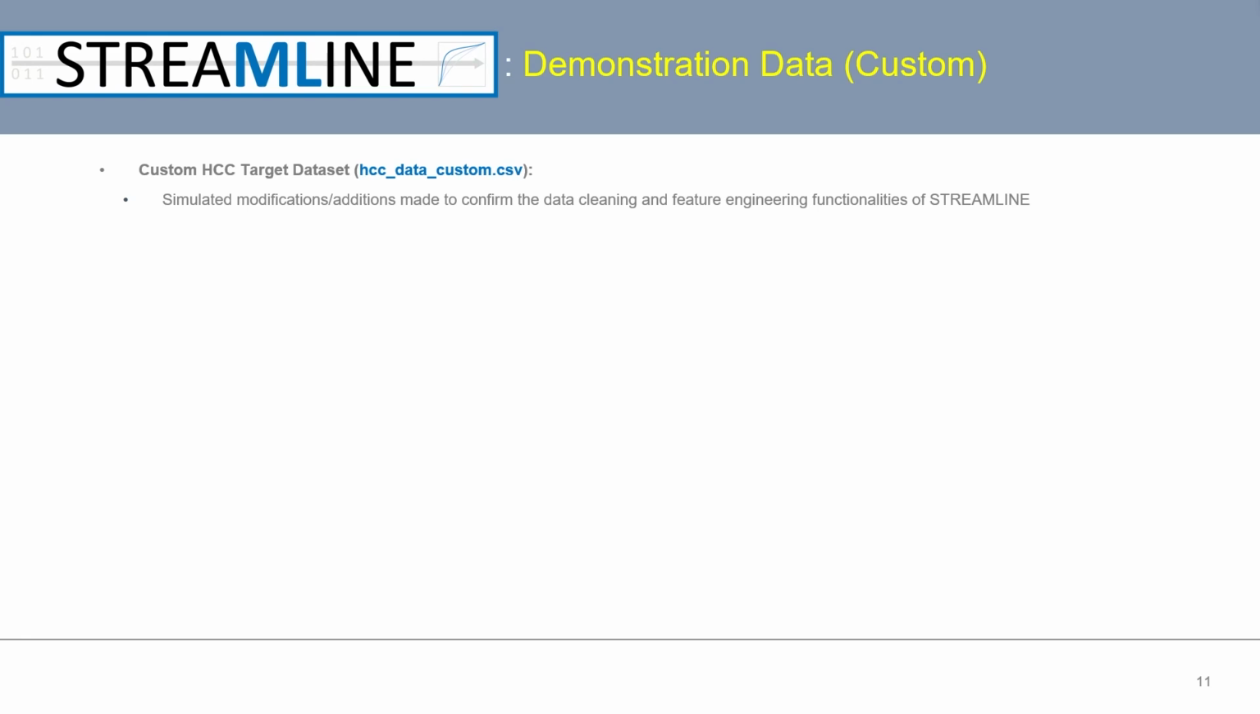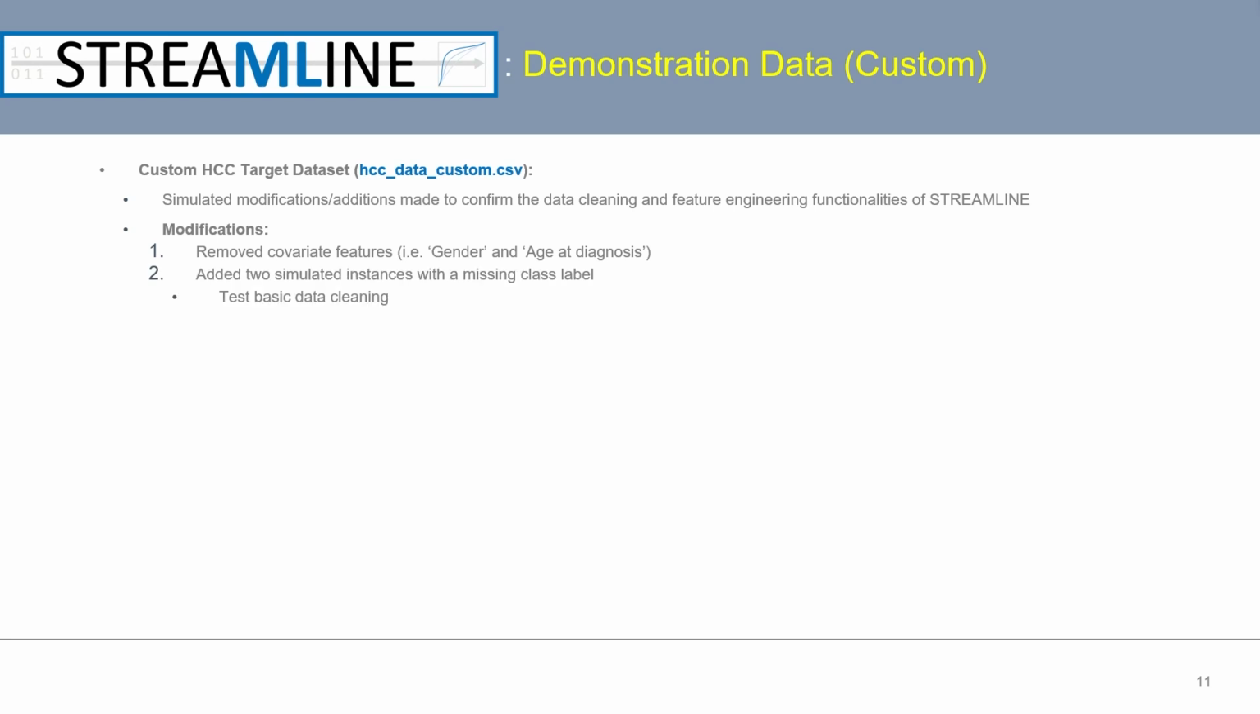It was simulated with modifications and additions, allowing it to be used to confirm that the data cleaning and feature engineering functionalities of Streamline are working correctly. The first modification to the original HCC dataset was removal of 2 covariate features, specifically gender and age at diagnosis. Next, we added 2 simulated instances that included a missing class label to test that aspect of basic data cleaning. Then we added 2 simulated instances with a high proportion of missing values to test instance missingness data cleaning.